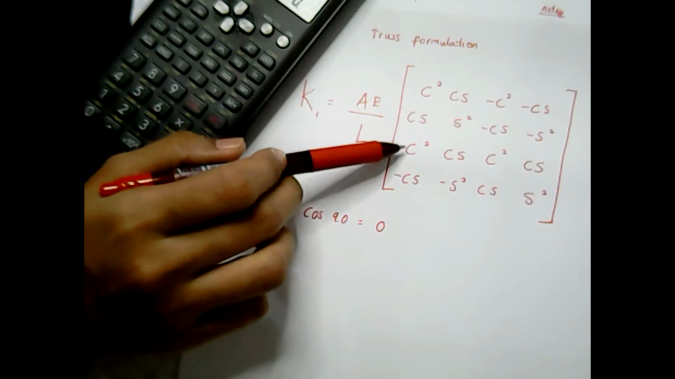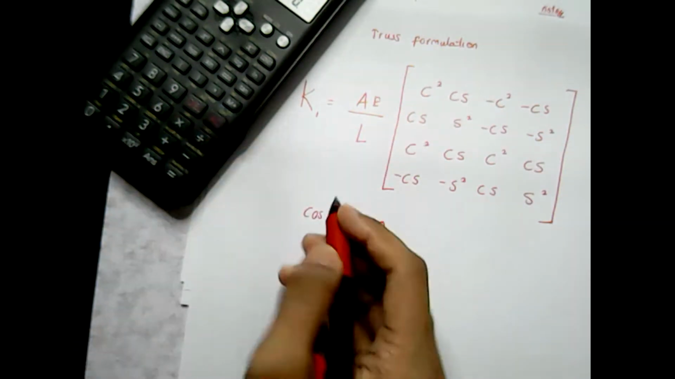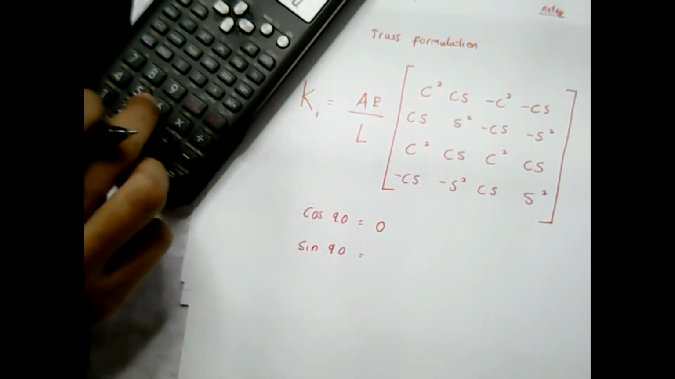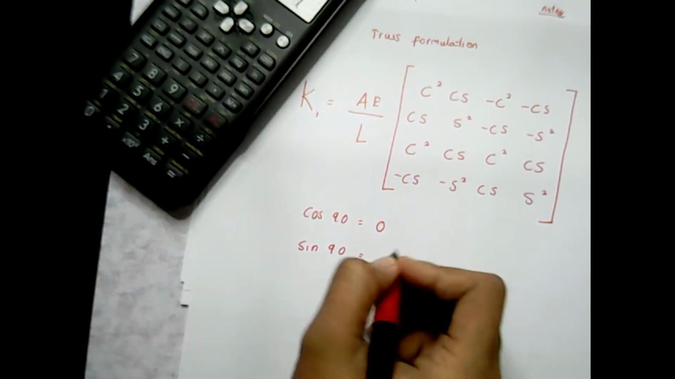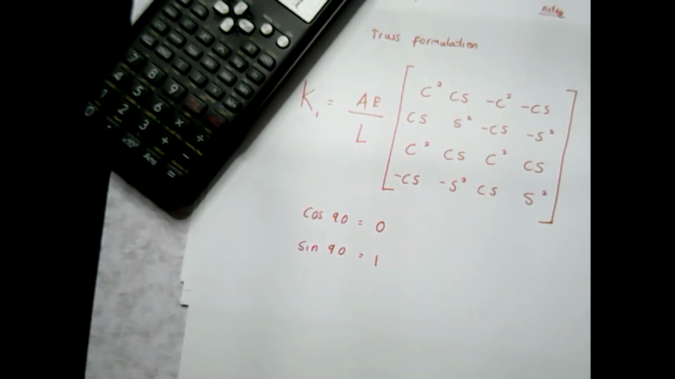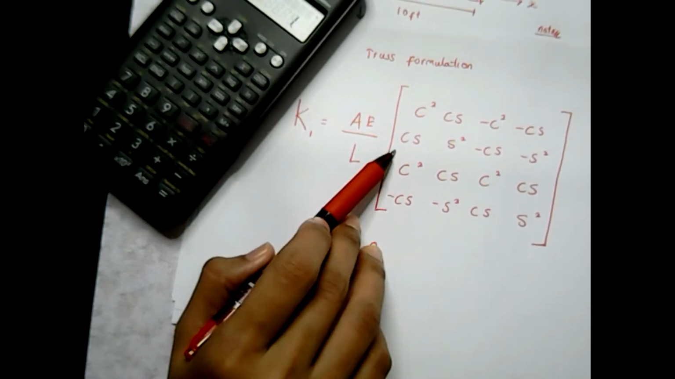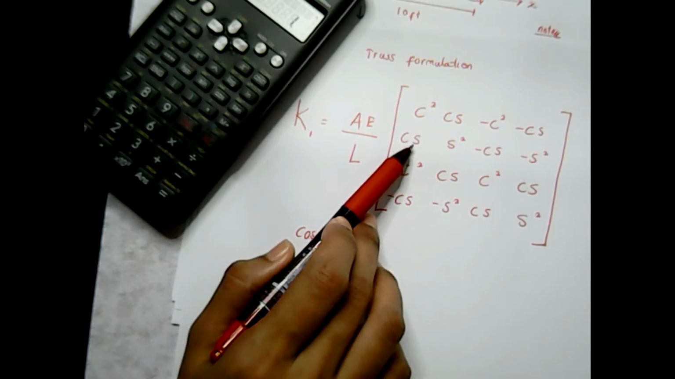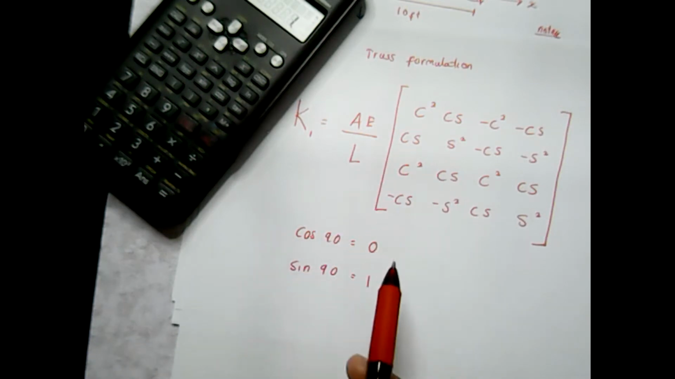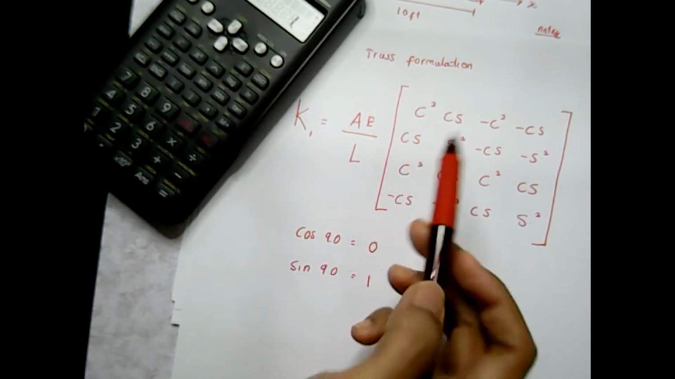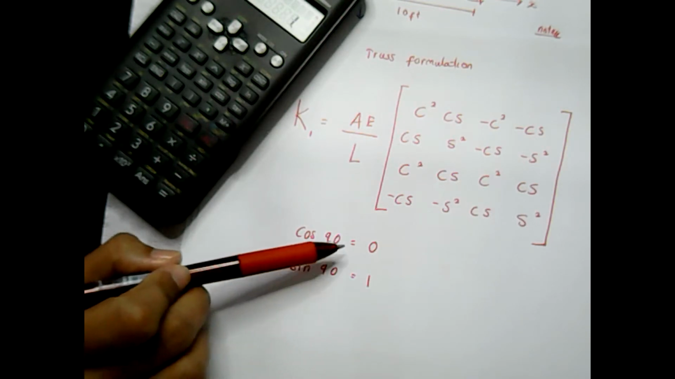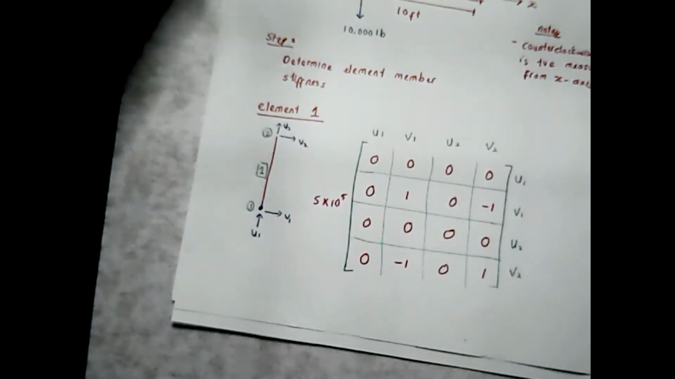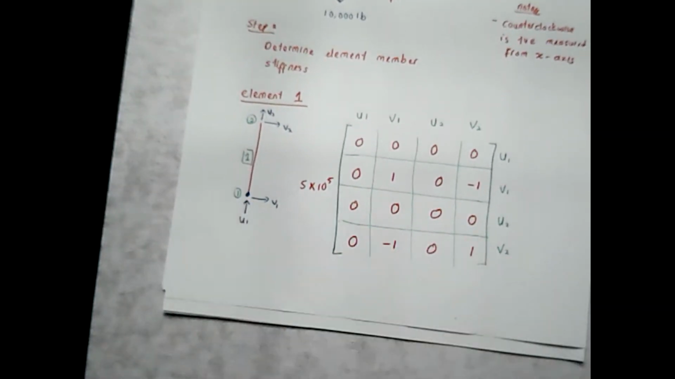And what other elements do you need here? Sine 90. Sine 90 is 1. And for cosine, cos 90 times sine 90, because one of them is 0, therefore we get 0 here. So having that 0 and 1, that's why you have this.